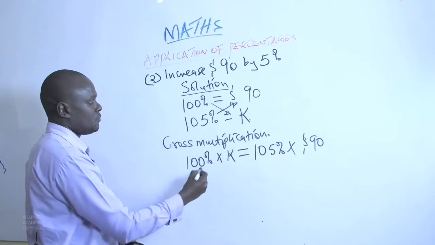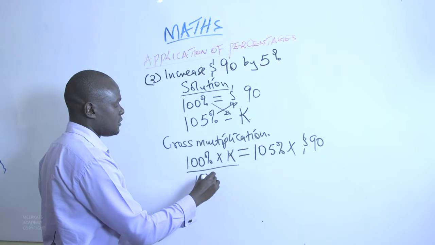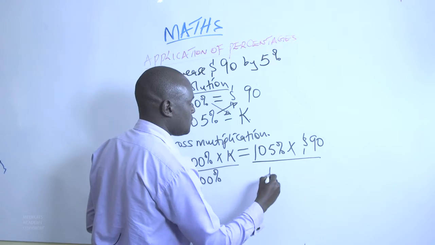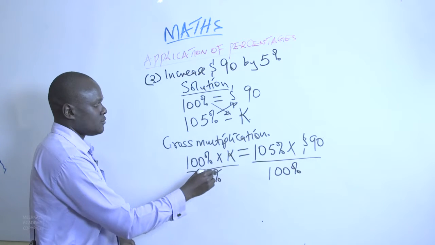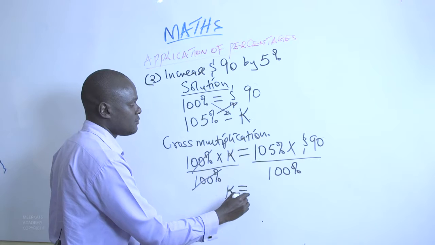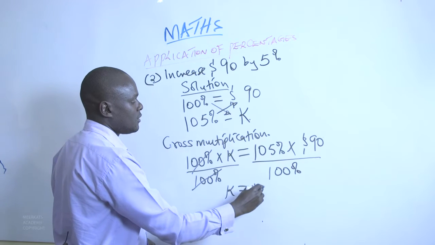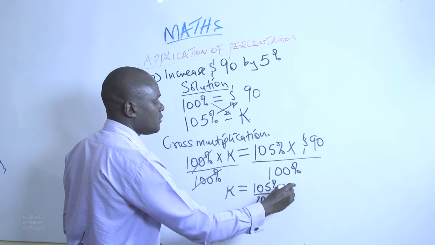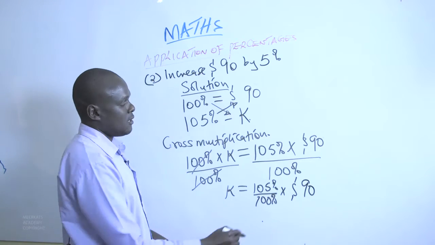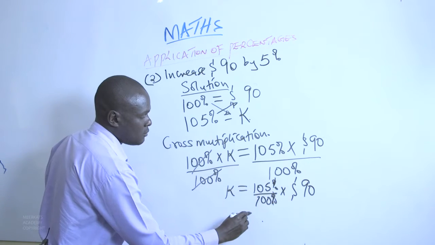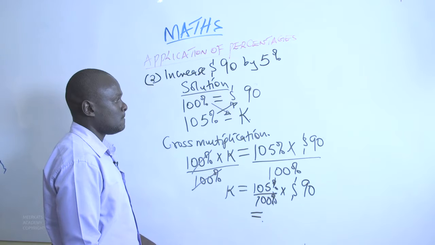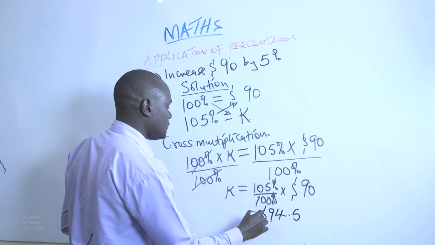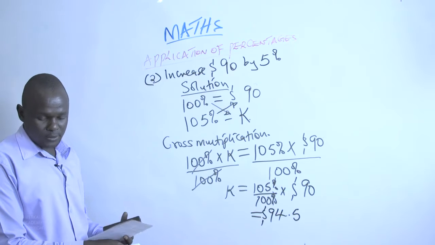When we do that, we can divide through by 100% so that we remain with this K on one side. This one and this one cancels, and our K will be the same as, if we rearrange this, 105% all over 100% multiplied by $90. And remember, percent and percent will cancel. This will give us 94.5 dollars that we had obtained earlier on.